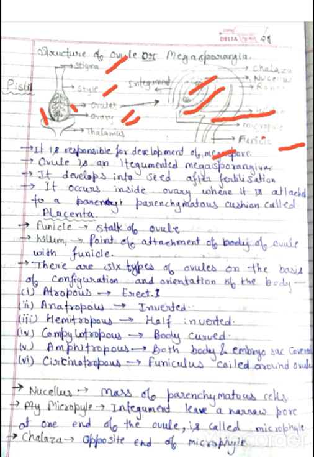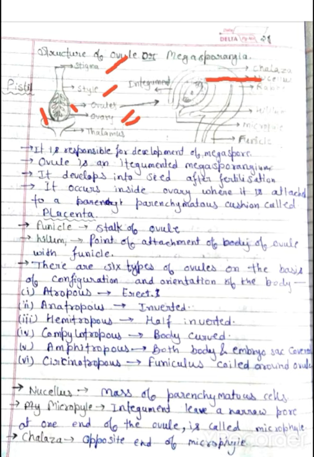The next one is the nucellus. What is nucellus? I will show you where the nucellus is present. Here the nucellus is present, which is a mass of parenchymatous tissue that surrounds the embryo sac inside the ovule.